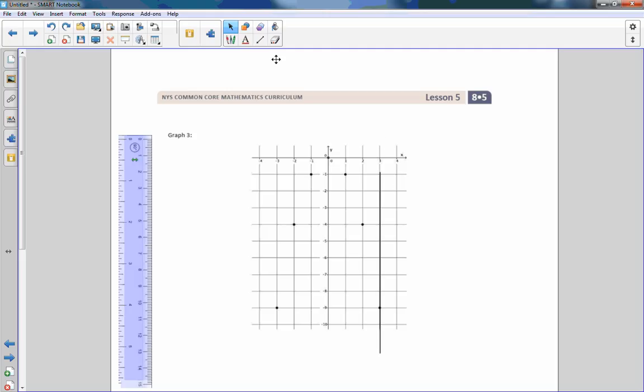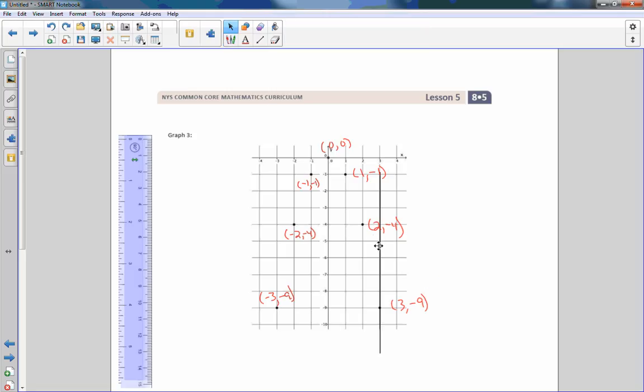For every x, I'm going to give you the values now. This is the point (-3, -9). This is the point (-2, -4). This is the point (-1, -1). This is the origin (0, 0). This is the point (1, -1), and this is the point (2, -4), and then finally (3, -9).